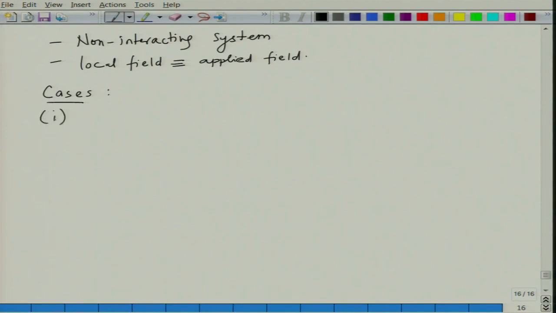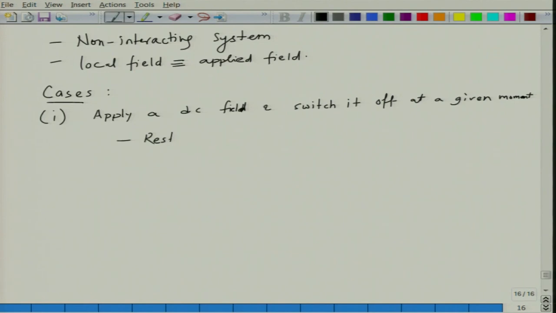So, the first case is you apply a DC field and then switch it off at a given moment. What will happen when you switch off the electric field, which is DC? The restoring forces will pull back the charges to equilibrium. They will establish equilibrium by pulling the charges back to their original positions, and if there is no friction in the system, there is no damping, as a result there will be no damping of oscillations. And if you have friction in the system, you will have damped oscillations.